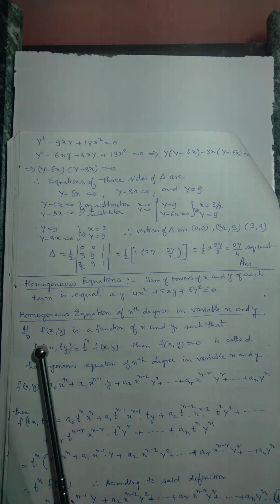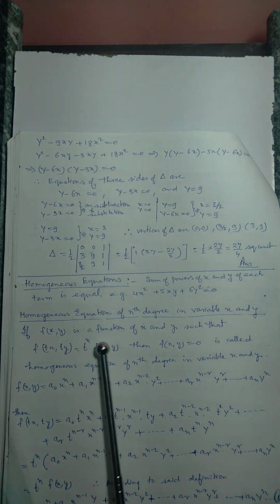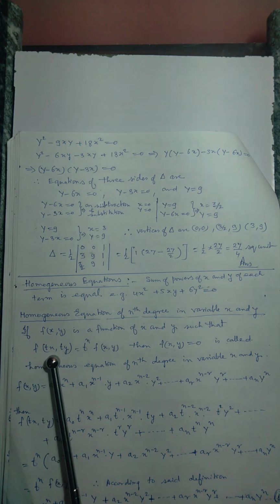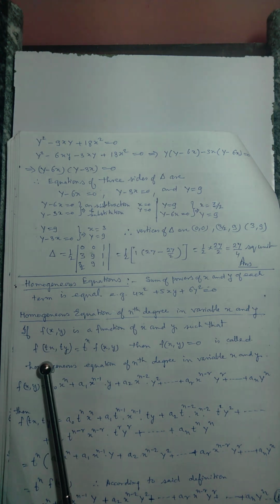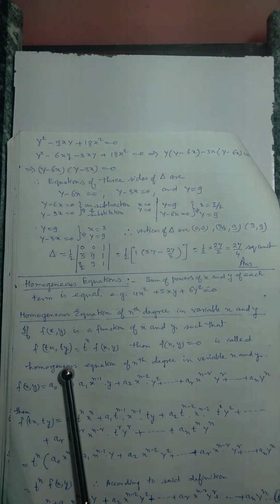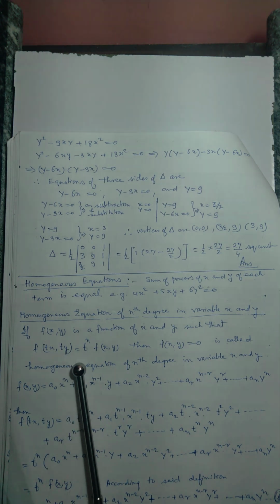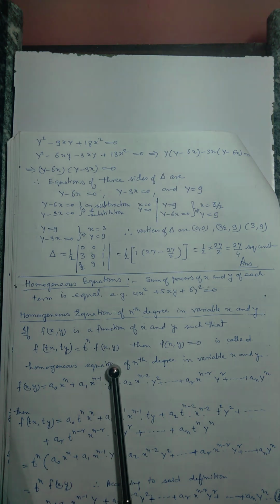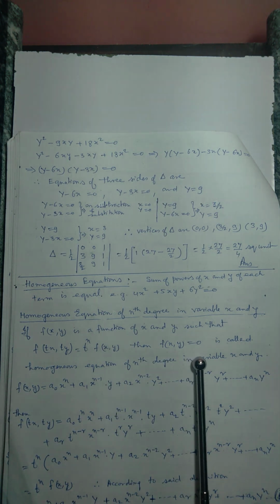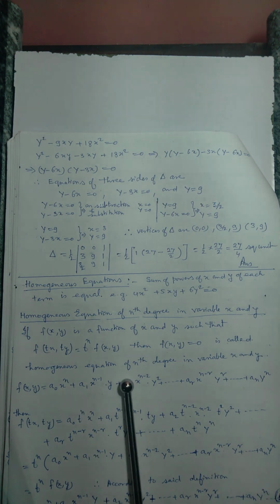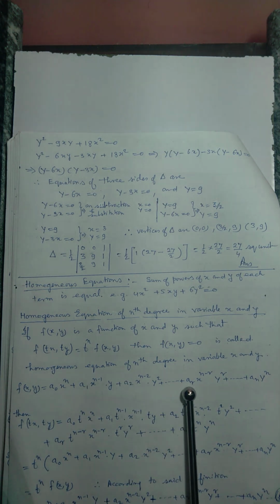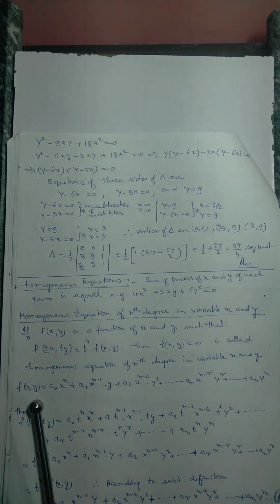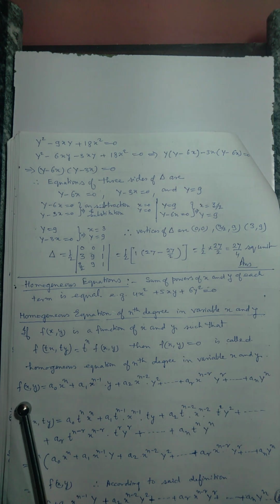If f(x, y) is a function of x and y such that if you put tx in place of x and ty in place of y, then it will be equal to t raised to power n times the function f(x, y) again, then f(x, y) equal to 0 is called the homogeneous equation of nth degree in the variables x and y. Let us proceed like this.